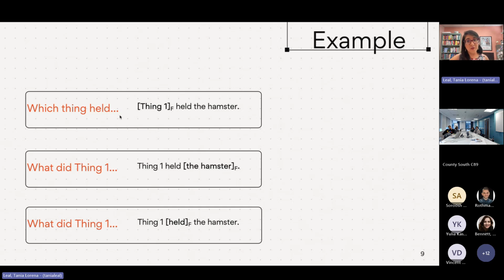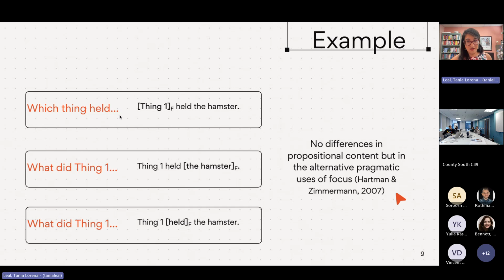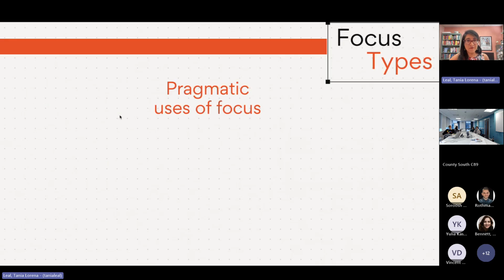In the second, "what did thing one hold?", the focus is on the object, the hamster. And in the third, the focus would be on the predicate, on the verb held. Again, notice that the propositional content doesn't change. It's still about thing one, it's still about holding a hamster. What changes here is the pragmatic use of focus, what part of the sentence is being highlighted as new or contrastive information. So the difference lies not in what's being said, but how the information is packaged for interpretation.